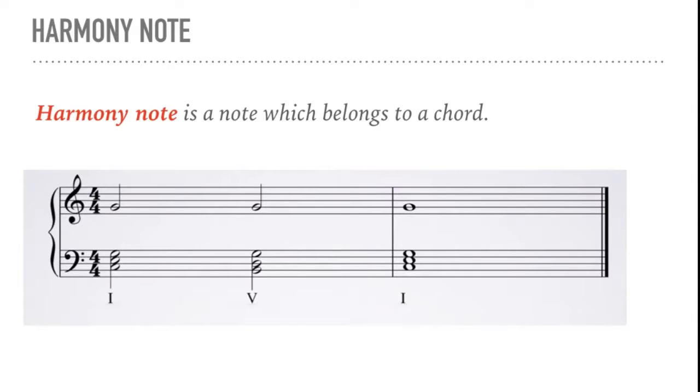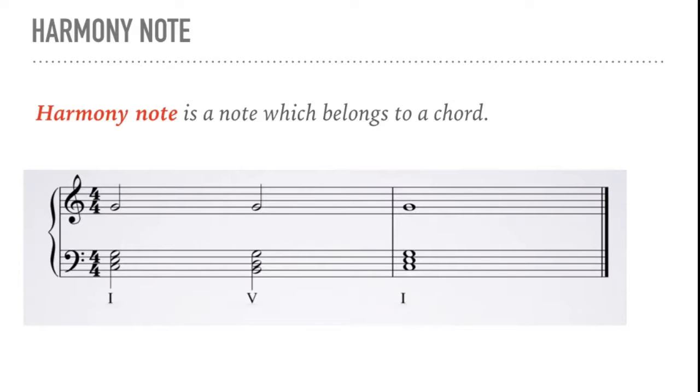So what is a harmony note? Harmony note is a note which belongs to a chord. So for example, when you have a chord of C major, C, E, G, so any of these 3 notes could be a harmony note because they belong to the chord. So G, for example, which I'm playing on top, is a harmony note.